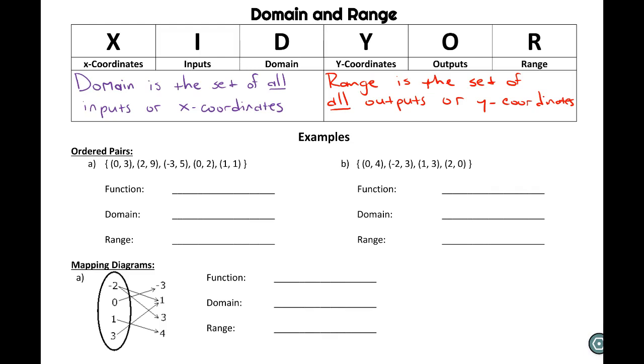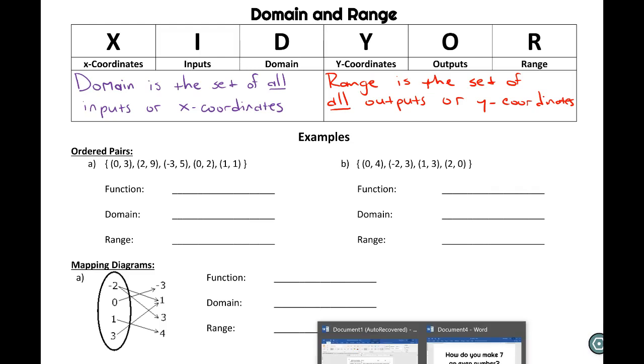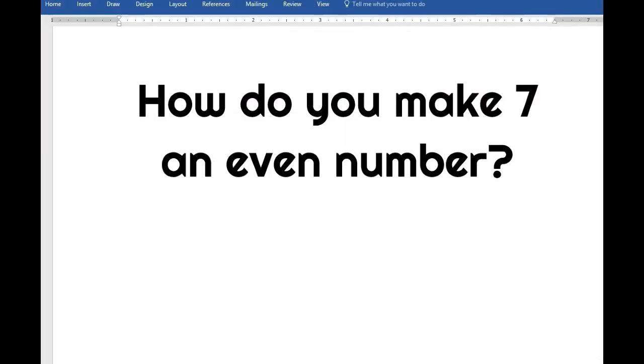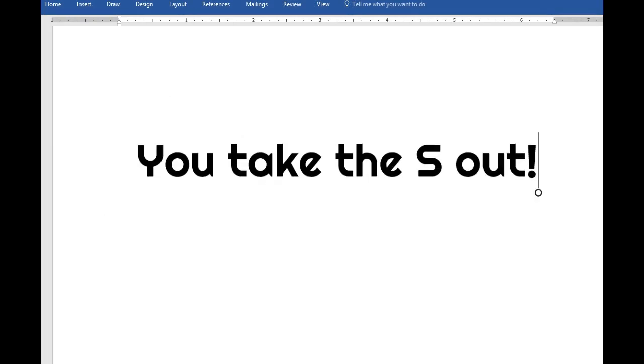But I think before we start, we need a corny math joke. So, how do you make 7 an even number? You take the s out. But shh.